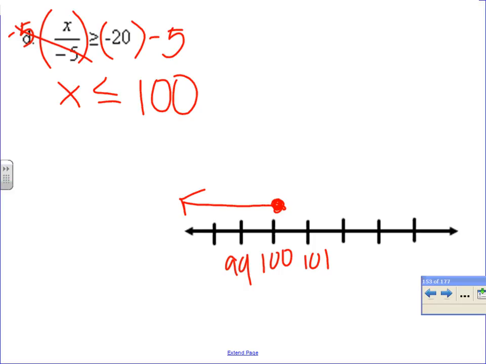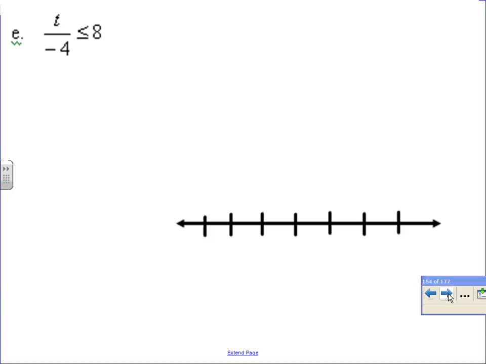Okay, I want you guys to try letter E. Let's go ahead and try letter E. So solve it, and then I want you to graph it.